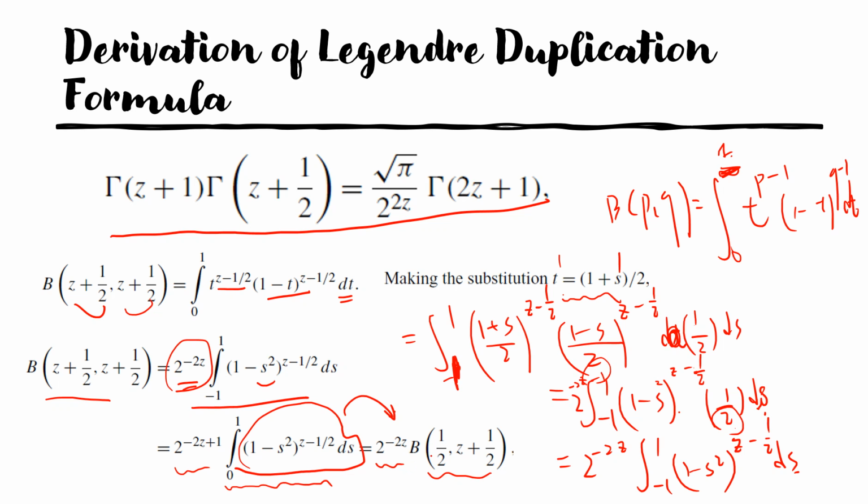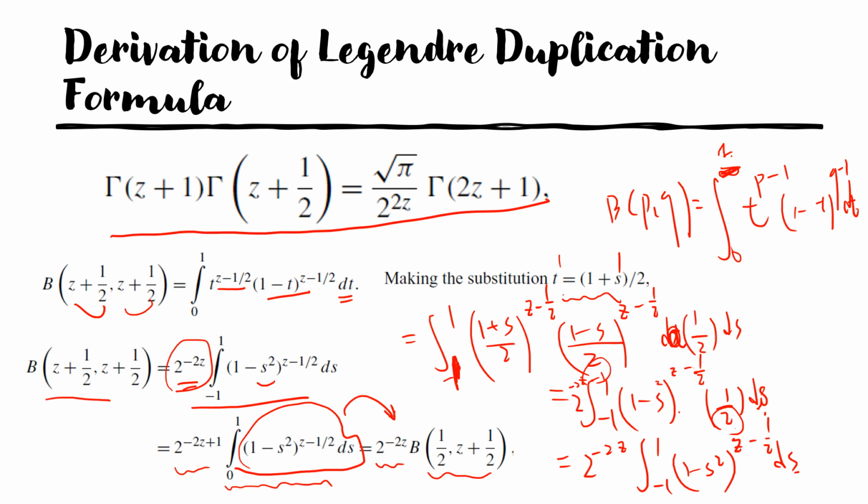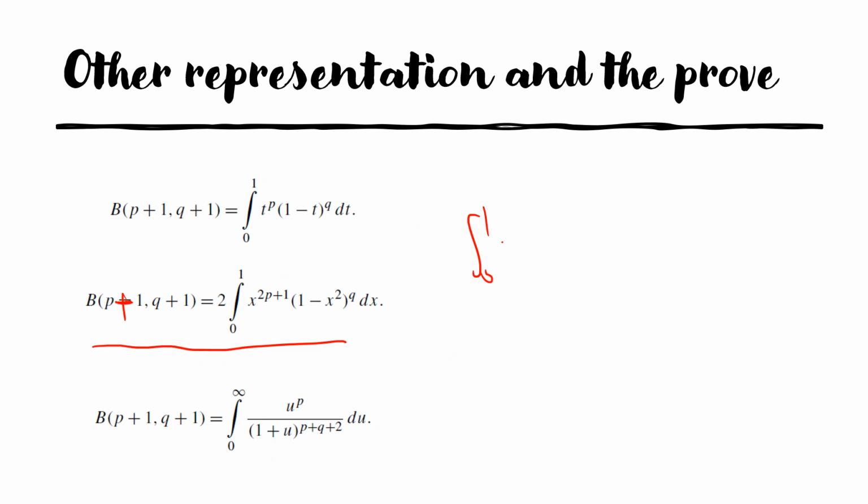Okay, so we use this formula. So this is p plus 1. There's another formula: the integral of x^(2p+1) (1-x^2)^q. Now we are trying to reproduce this term, so let me write it down carefully, and then we can check. We want to reproduce this, so it seems like the x is just s squared. So we want the 2p.